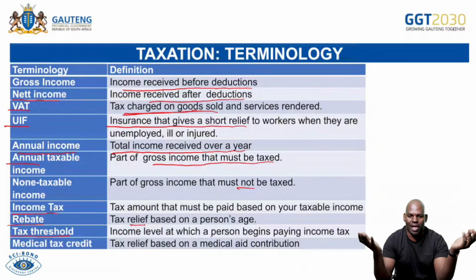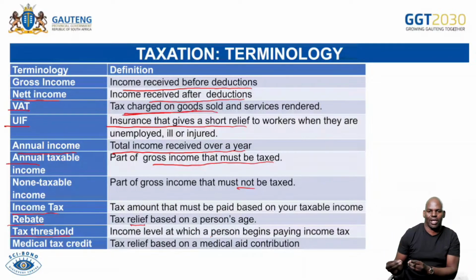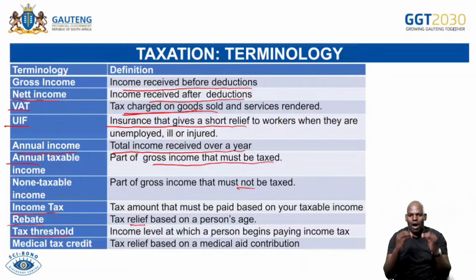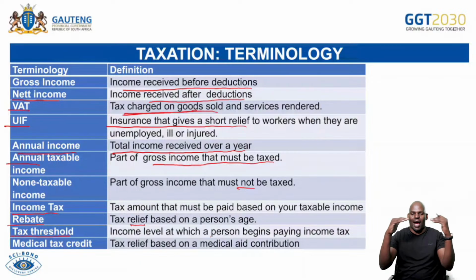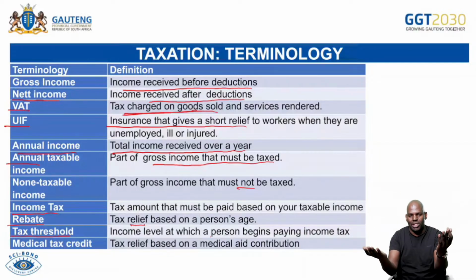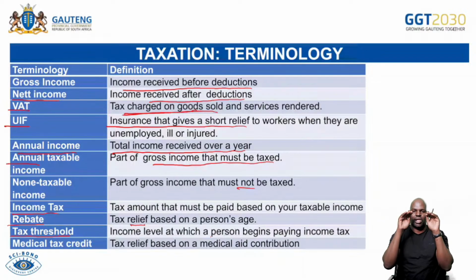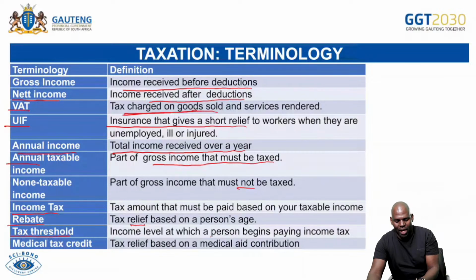But if the government says you are not earning enough to pay tax, how much is not enough? The government will decide. They might say any person who is earning 100,000 and more per year will pay tax, but any person earning below 100,000 per year is not going to pay tax. So it means that 100,000 is the amount the government will use to determine whether one must pay tax or not. So that 100,000 is the tax threshold. In other words, it's an amount where the government determines whether this person will pay tax or not. So tax threshold is an income level at which a person begins paying income tax.